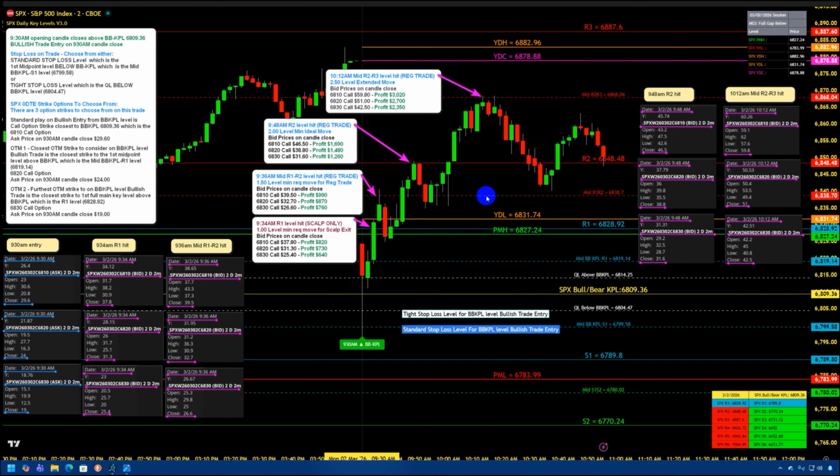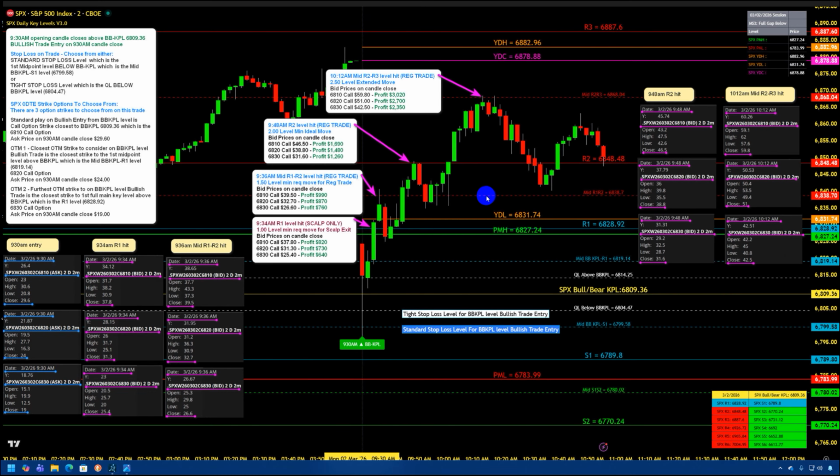Now with the daily key level strategy, there's two different types of trades to take. One is a scalp only trade. On scalp only trades, you're looking for a one level minimum move in your favor for the scalp exit. So the scalp trades are, of course, quick in and out trades, so that we're only looking for a one level move in our favor.